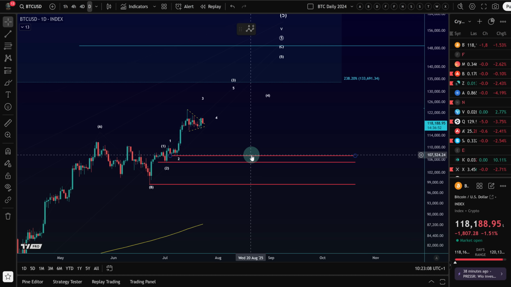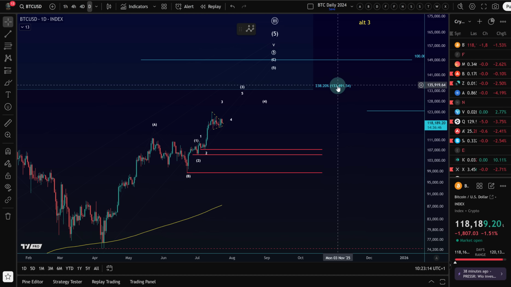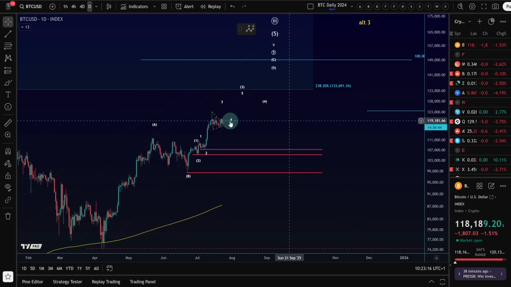We want to start briefly on the daily chart, then also take a look at the Bitcoin dominance chart, and then we take a look at the shorter time frame. Bitcoin continues to be in the range here.